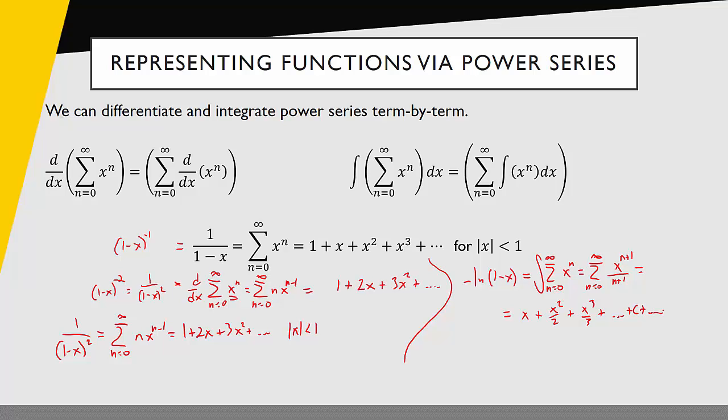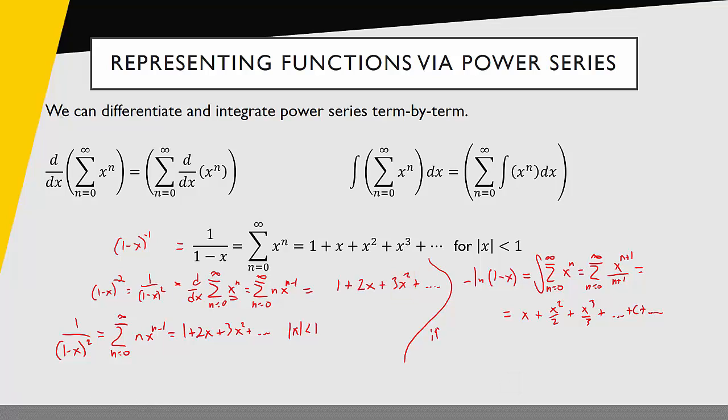Now, I really don't want to keep that constant of integration there. So what I can do is say, okay, negative the natural log of 1 minus x is equal to this series. And so if I choose a value of x, I should be able to find the value of c that makes this relationship true. Now, I have to choose a value of x, and once again, I'm restricted to the absolute value of x being less than 1. I'm going to choose x equals 0 because it makes my computation extremely easy.